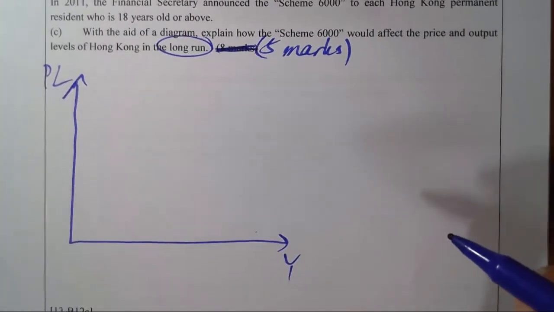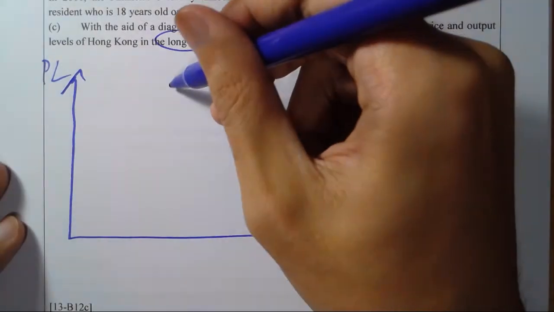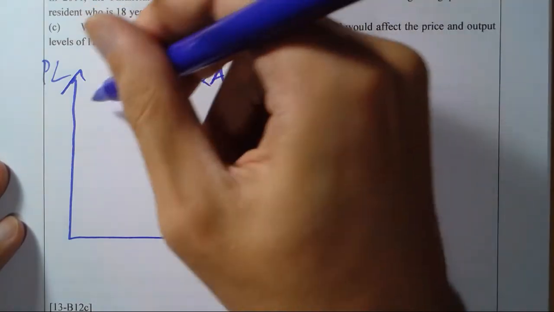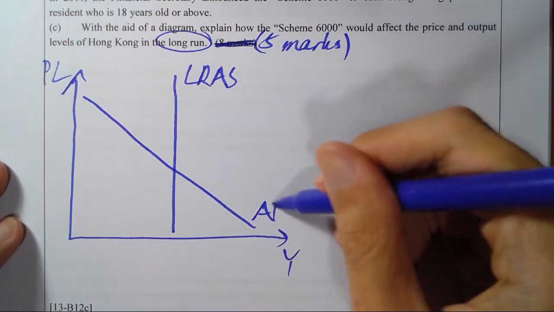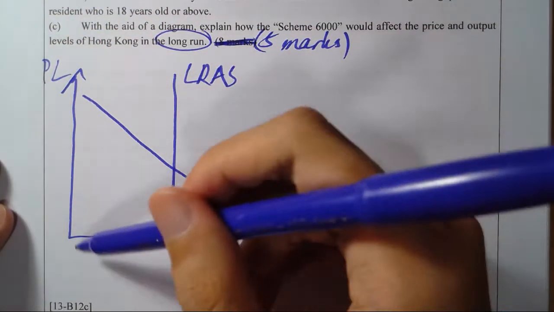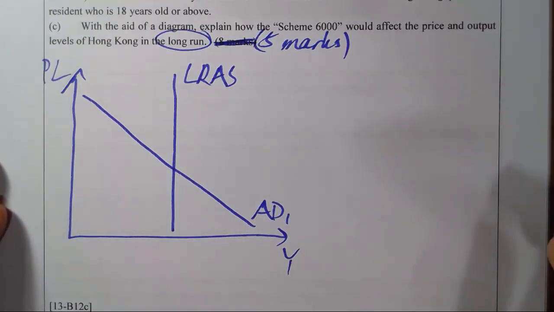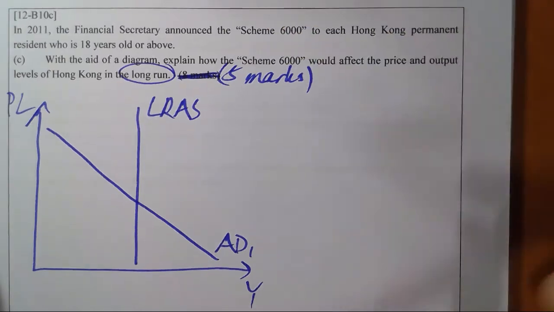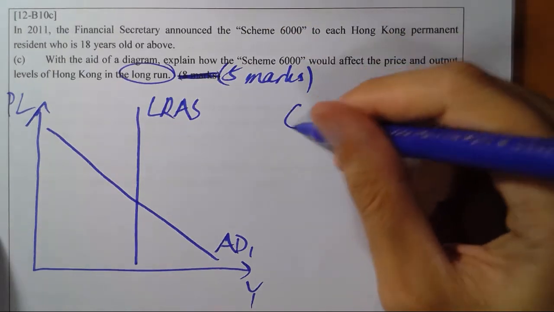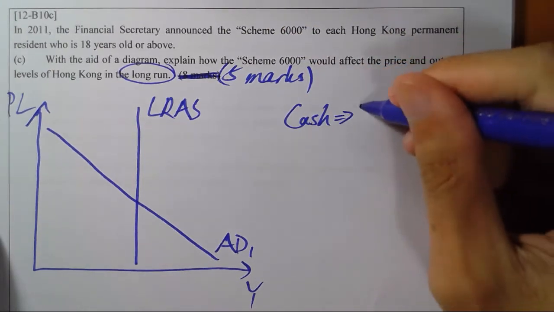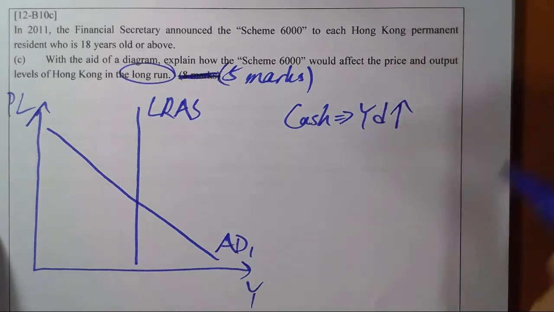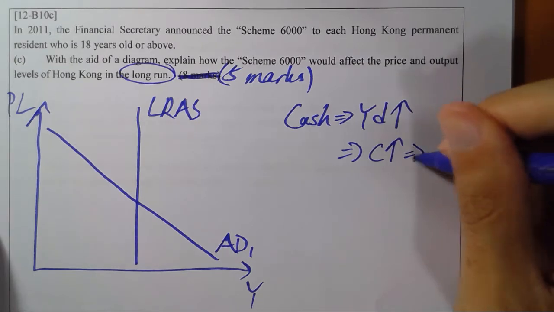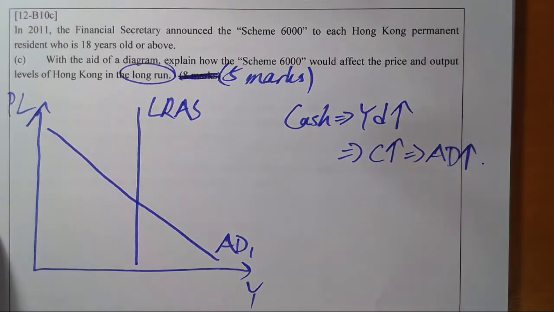Note that if they only ask for the long run situation, you only need to draw the diagram for the long run. What does that mean? We have LRAS here, and then we have our AD. Do we need to draw SRAS? No. Now remember, the scheme is giving cash. When we give more cash, it means people's disposable income will go up. Therefore, C would go up, meaning AD would go up.